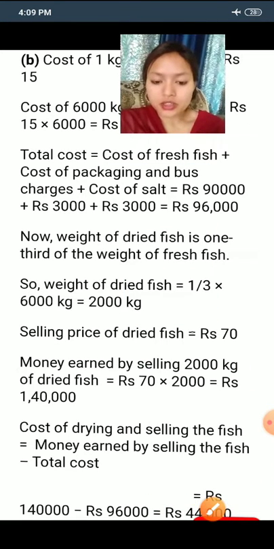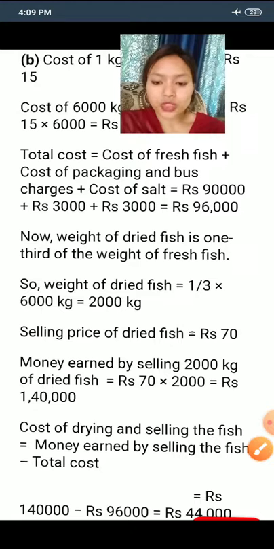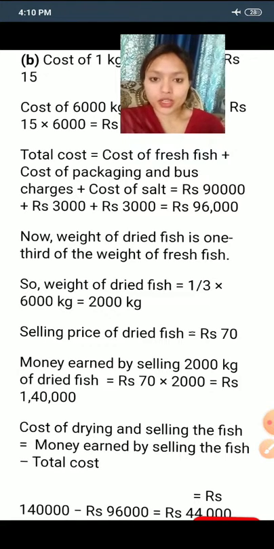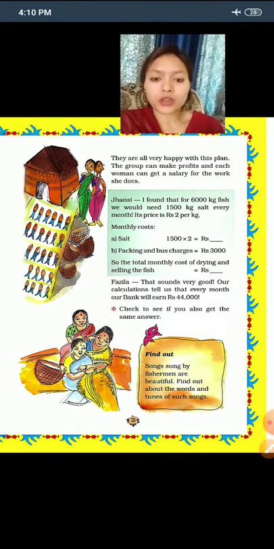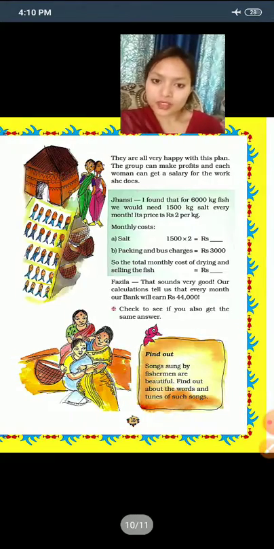Now it is 1,40,000 minus 96,000, that is 44,000. It is said to find the total. So the total monthly profit from drying and selling the fish is 44,000.